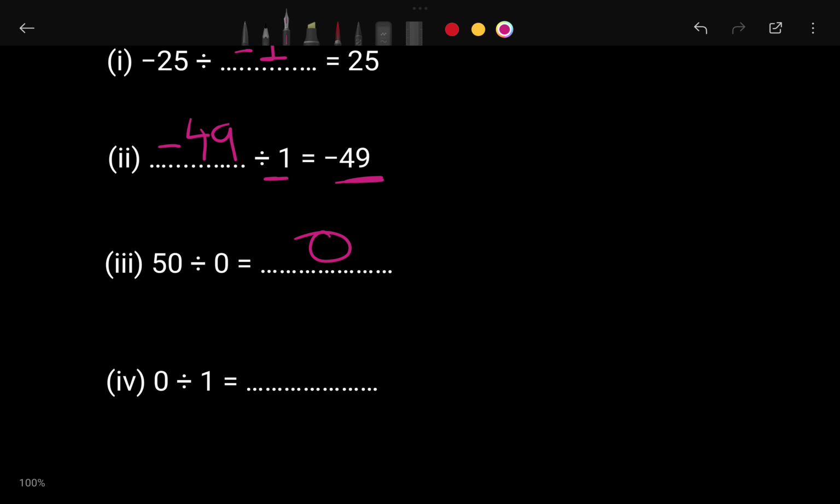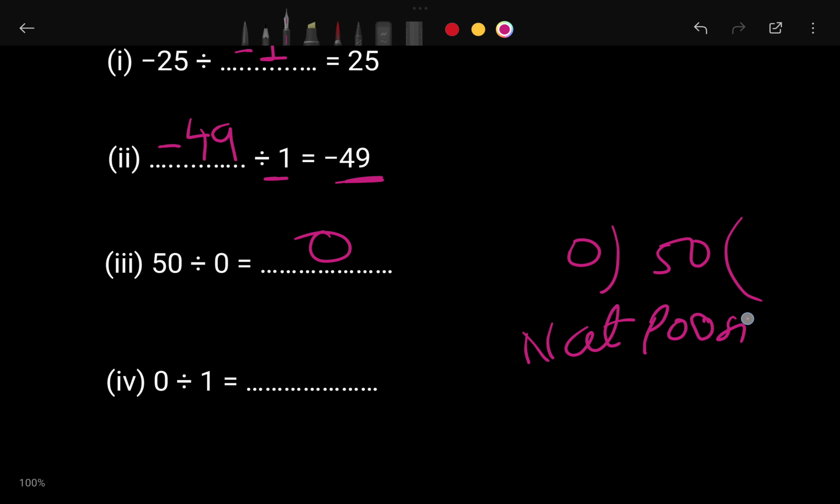It is 0 only. Why? Because when you divide something into 0 with something, generally it is not possible. Simply it is not possible, but you can write 0 also.